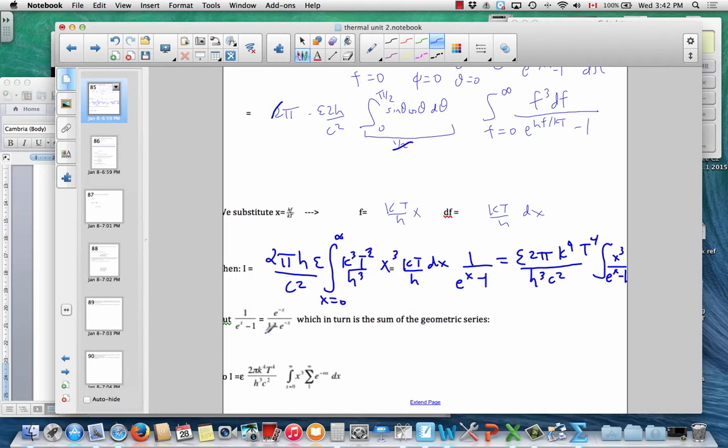Well, 1 over e to the x minus 1 can be rewritten this way by multiplying through by e to the minus x each term. And that is the sum of this geometric series from 1 to infinity of e to the minus nx, because if you remember your geometric series theory, you know that the geometric series sum is the first term over 1 minus the common ratio. The first term at n equals 1 is e to the minus x, and the common ratio of this series is e to the minus x.